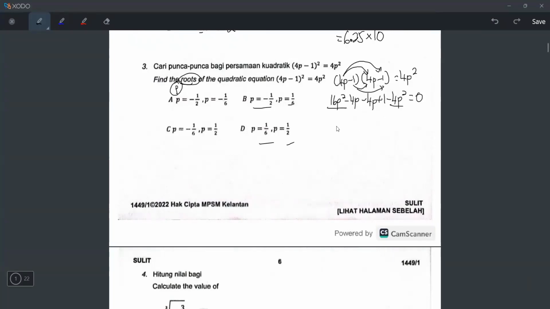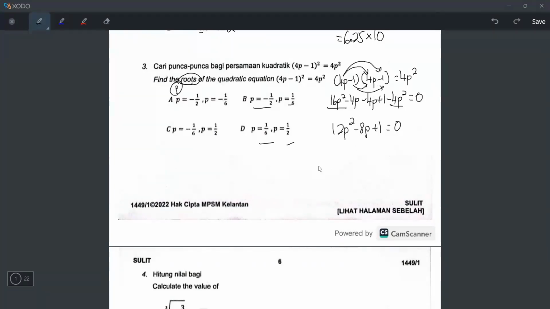16p squared minus 4p squared, you will get positive 12p squared. Negative 4p minus 4p is negative 8p. Plus 1, you just follow, equals 0. And now you can proceed with the calculator. I will press mode EQN degree 1. But if you use the white calculator, the way to press is a bit different. So let's press now. Okay, now I get to the screen where they ask for the A.